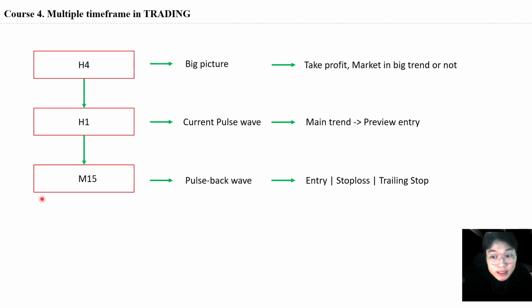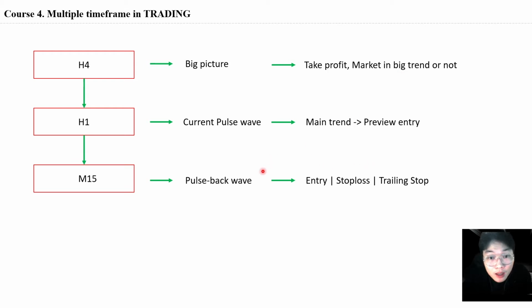And the last one is the 15 minute time frame. In the 15 minute time frame, you need to define the structure in the pullback wave, and in this pullback wave you need to define the entry, stop loss, and trailing stop. In the 15 minute time frame, you need to confirm that the pullback wave is finished. It means that you are following the main trend and the big trend of the market. I call it the confluent strategy.